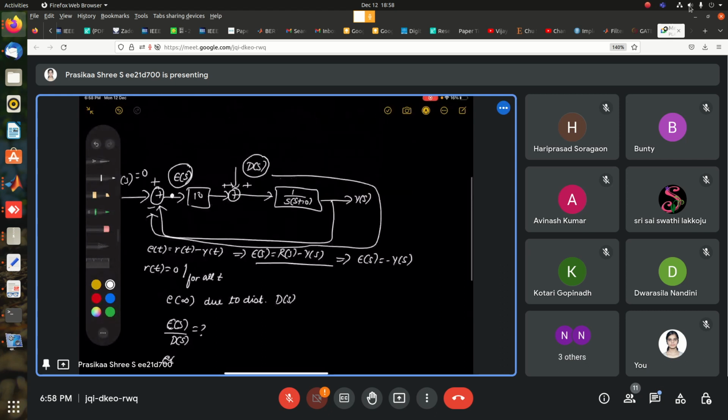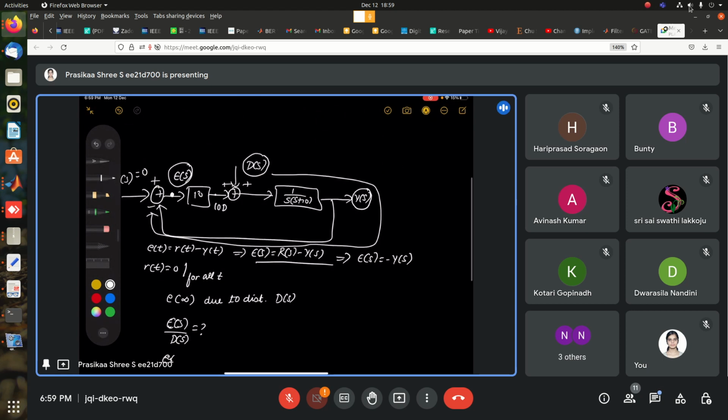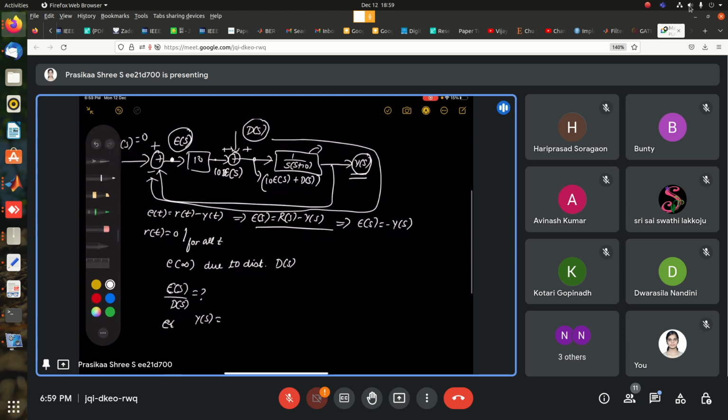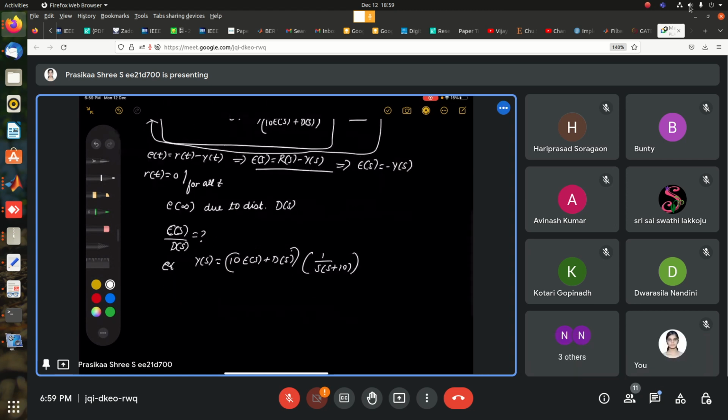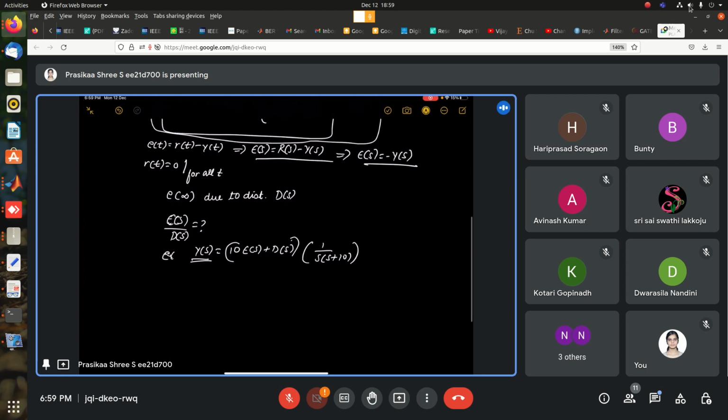So you can find y of s. Y of s can be written as 10 times e of s plus d of s, and this gets multiplied with the transfer function which is given here, and that is called y of s. So how can you write y of s? Y of s is equal to 10 times e of s plus d of s into 1 by s into s plus 10. So from here you know what is y of s, because we need to change it to e of s so that we can find the transfer function e of s by d of s.